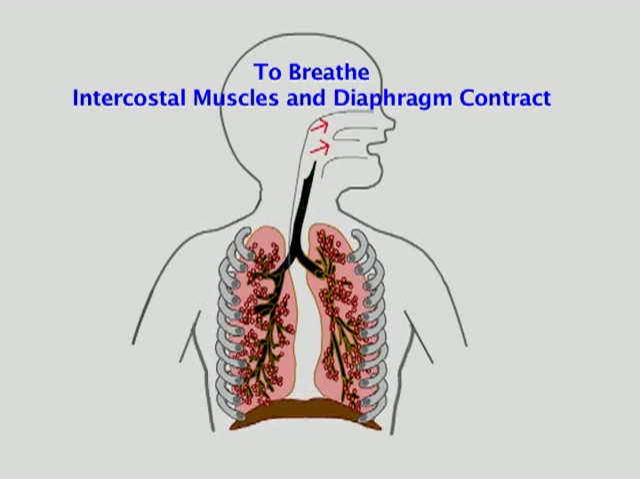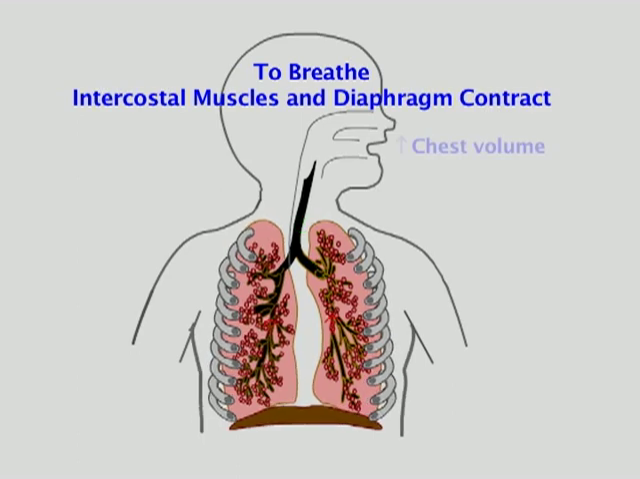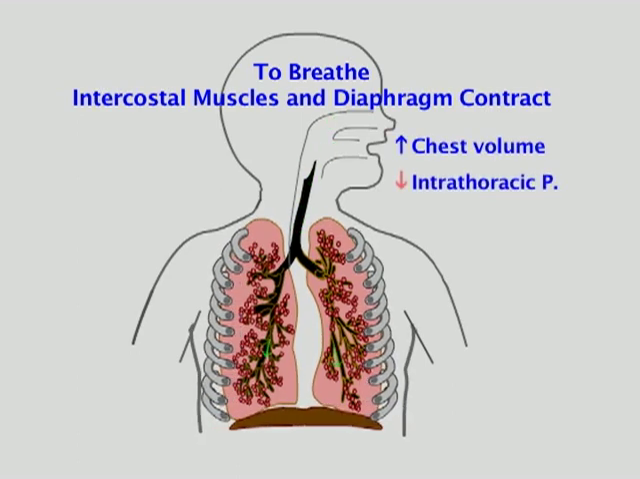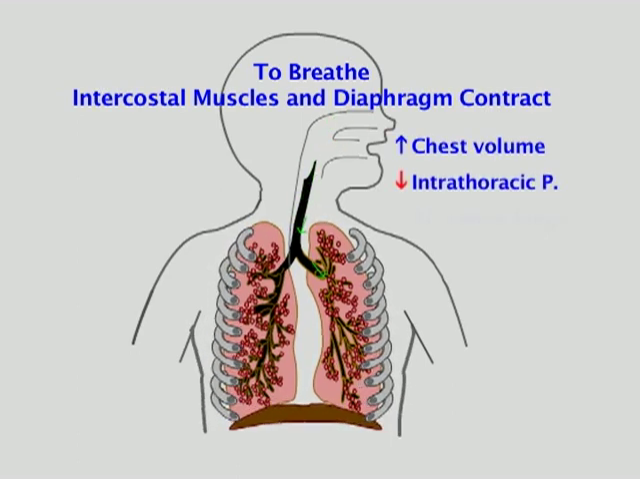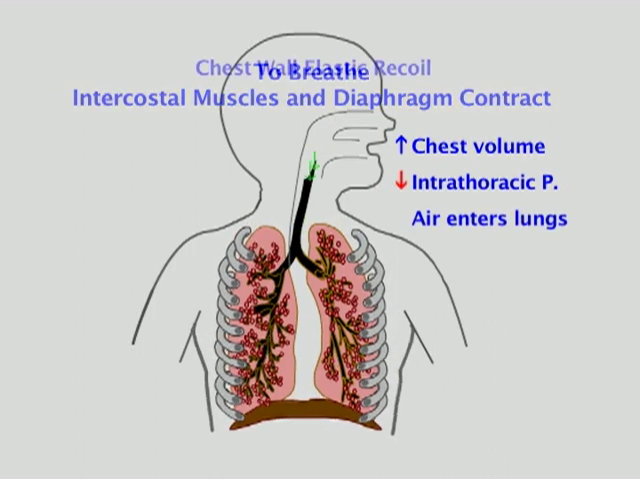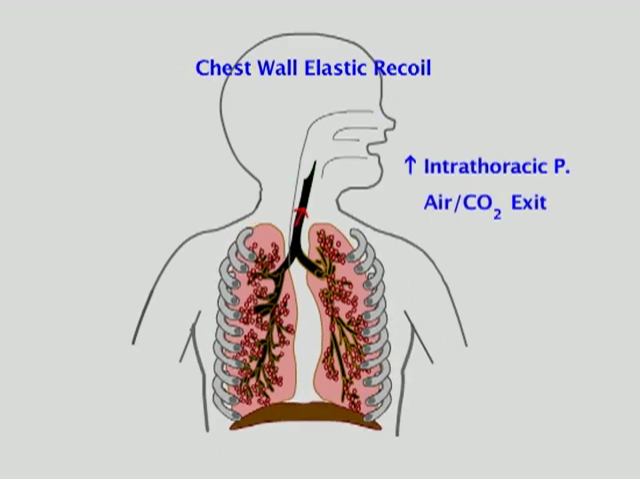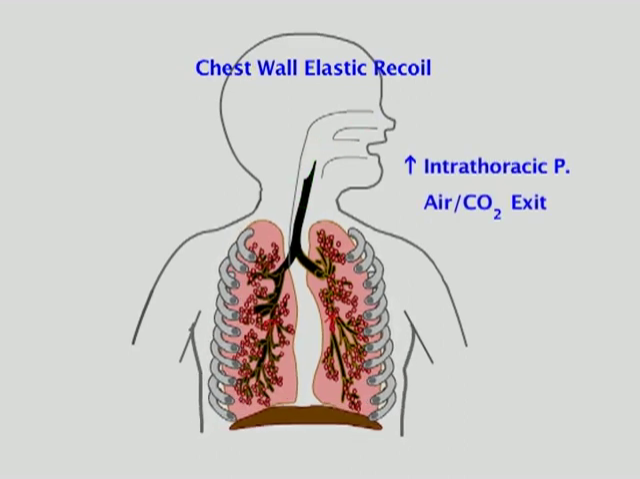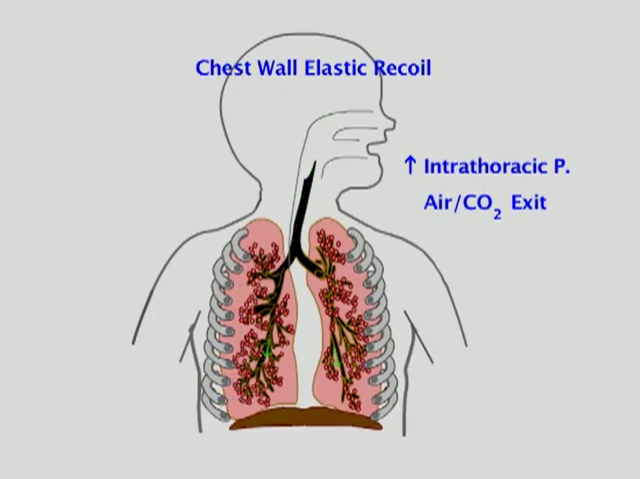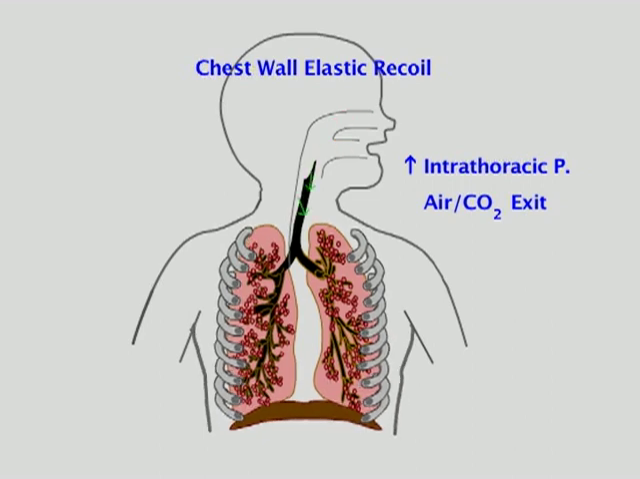To breathe effectively, the intercostal muscles and diaphragm contract, increasing chest volume and lowering intrathoracic pressure. Air is pulled into the lungs through the unobstructed airway. Normal elastic recoil of the chest wall then increases intrathoracic pressure and pushes air and carbon dioxide out. The chest rises with inspiration as the lungs expand. It falls with expiration as the lungs deflate.